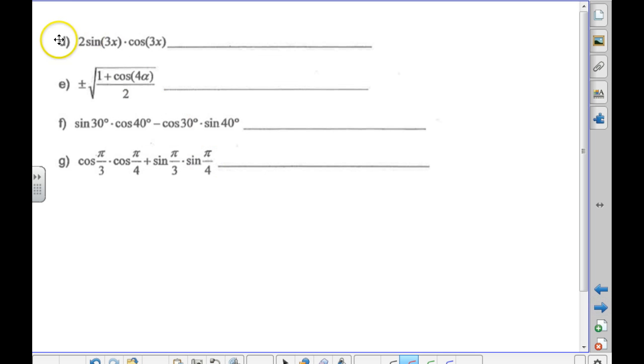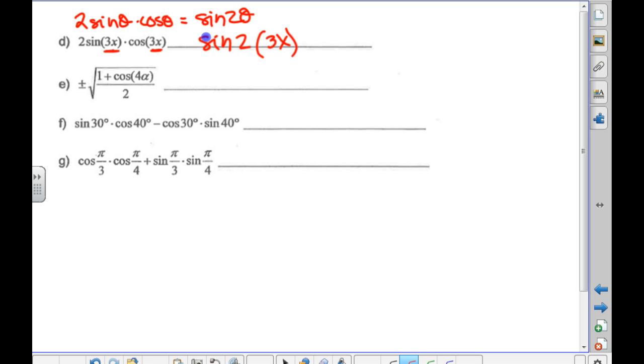All right, D, this is a little bit trickier, but this is actually the kind that I usually put on a quiz or test. 2 sine cosine is traded for what? That's sine 2 theta. It says sine of 2 theta, but our theta is not just an x, it's a 3x. So we're going to write the sine of 2 times 3x, which simplifies to the sine of 6x.